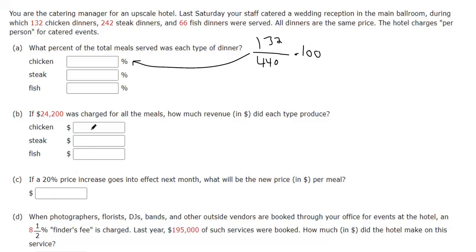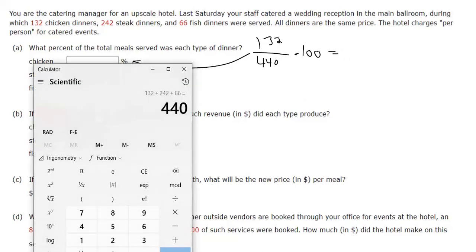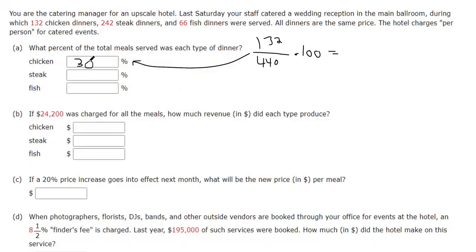24,200 was charged for all the meals. How much revenue did each produce? So all you have to do for this problem here, I'll finish out the chicken one. 132 divided by 440 times 100, so 30% of the meals were chicken. And they tell us that all dinners are the same price. So how much revenue did the chicken produce? It's 30% of this entire revenue. So you just multiply by the decimal form of the percentage.